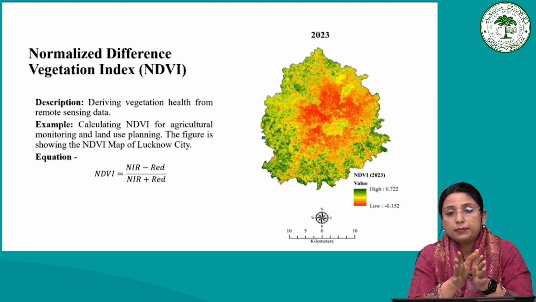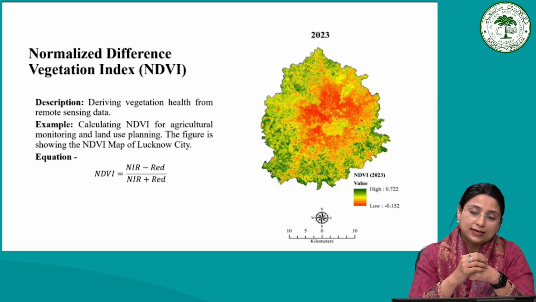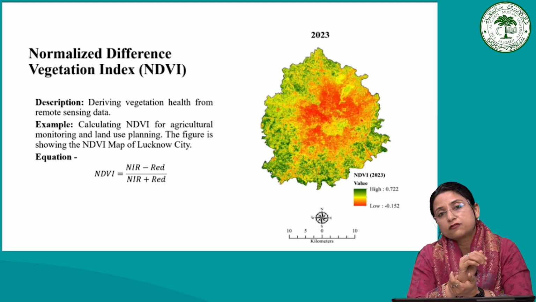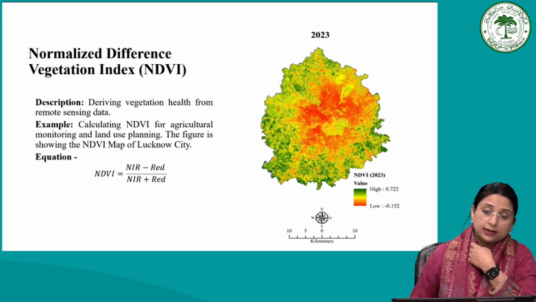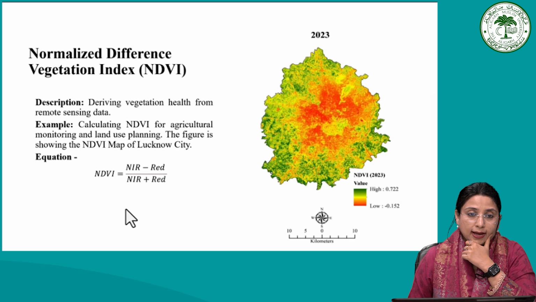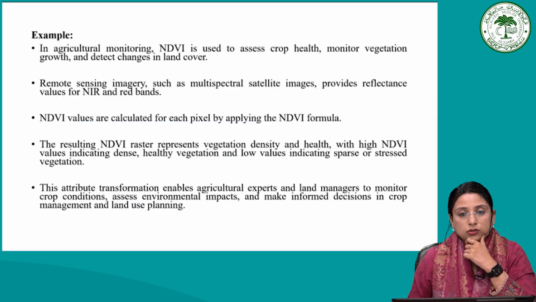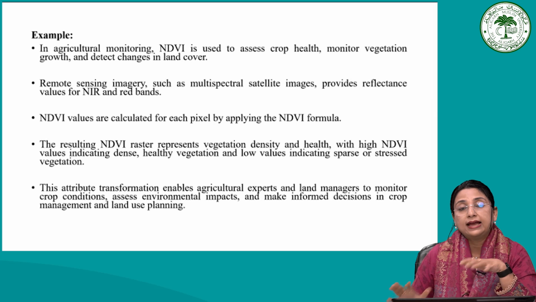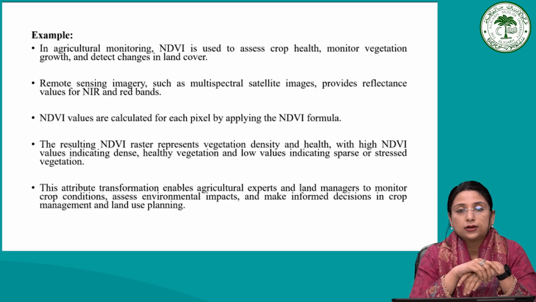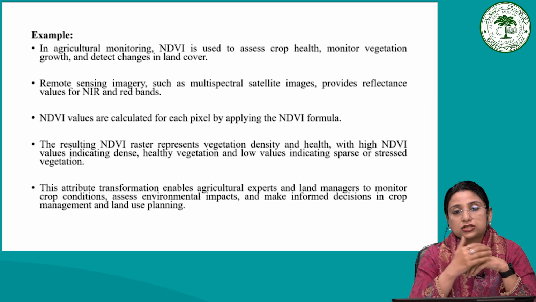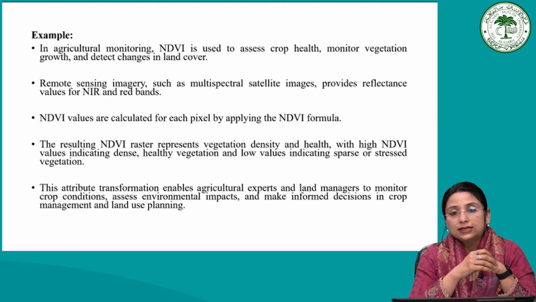It is calculated as the ratio of the difference between the near infrared and red reflectance to their sum. Here you can find the NDVI equation on the screen, student: the difference between the near infrared and the red, divided by the sum of near infrared and red reflectance. Let us understand this with an example. In agricultural monitoring, NDVI is generally used to assess crop health, monitor vegetation growth, and detect changes in land cover.